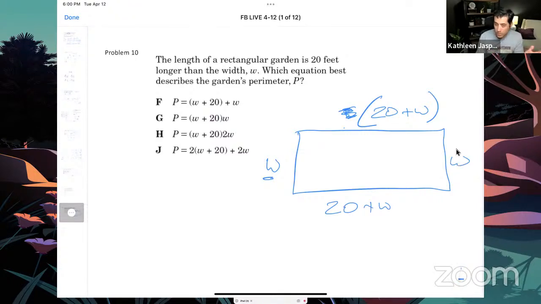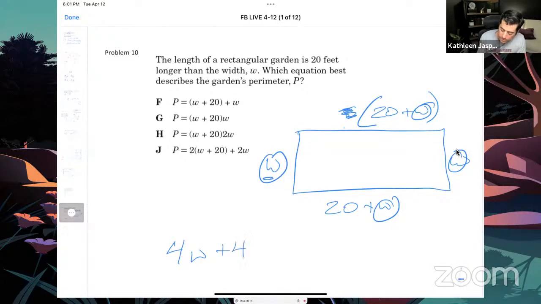So how do I find perimeter? Well, just add all sides. Let's do the W's first. I've got 1, 2, 3, 4 W's. So I've got 4W, and then a 20 and a 20, plus 40. So my perimeter is 4W plus 40. Which one of these statements says 4W plus 40?